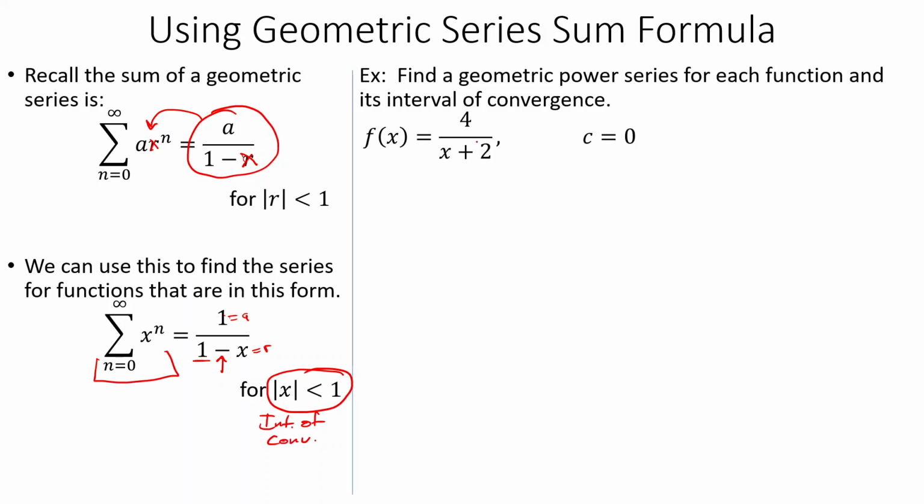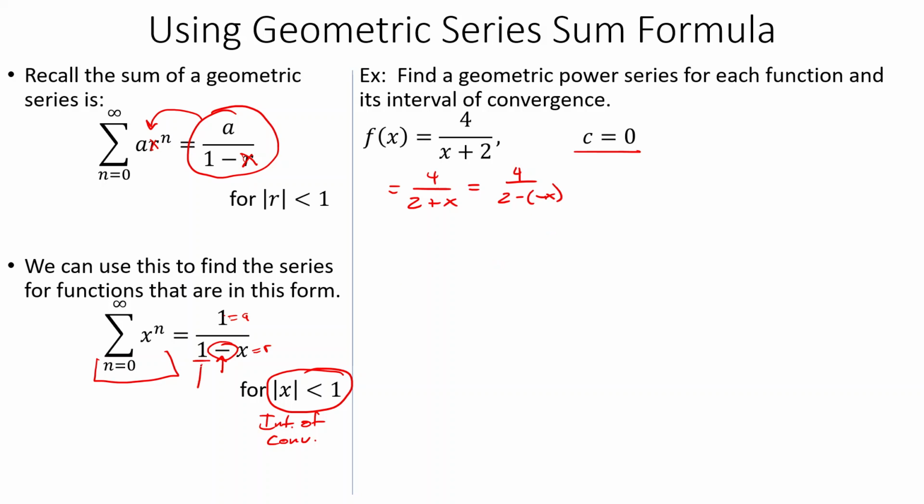All right, so let's take a look at something like this. Find a geometric power series for each function and its interval of convergence. So here's our function. We want it centered at 0. One thing I want is the 2 to be in front and the x to be in back. So I would rewrite this as 4 over 2 plus x. But I don't want to have a plus sign. I want to have a minus sign. So we could write this as 4 over 2 minus negative x. So now I've got the minus sign.